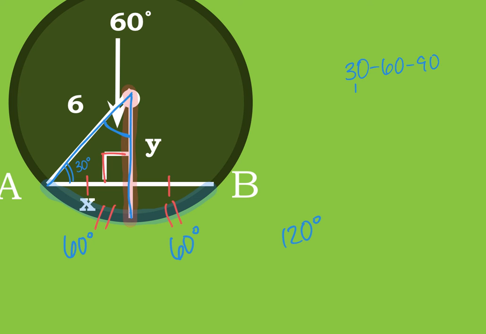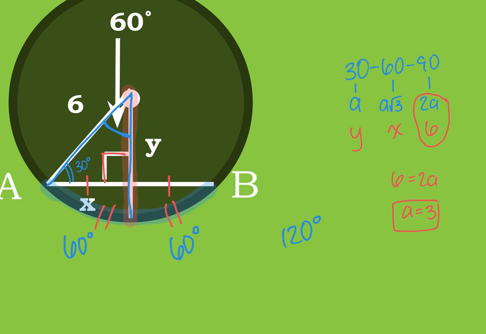What goes underneath the 30? A. What goes underneath the 60? A times the square root of 3. What goes underneath the 90? 2a. And in our diagram, x is the side opposite the 60. Y is the side opposite the 30. And what is opposite the 90? 6. So if 6 is equal to 2a, what is a? 3. So a needs to be equal to 3.